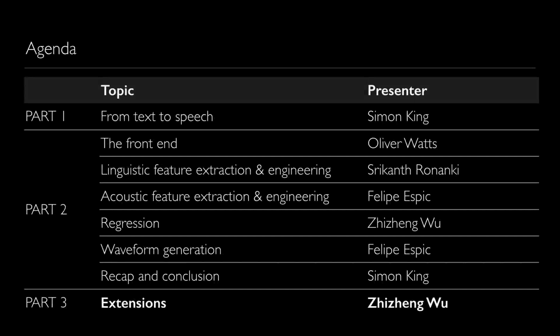So in part 1 and part 2, we mainly talked about how to use Merlin to train parametric speech synthesis. In this last part, I will talk about whether we can do something different if you already know how to use Merlin to do parametric synthesis.